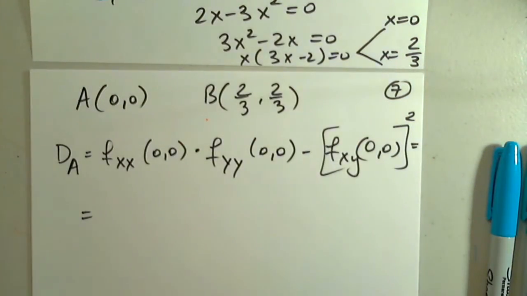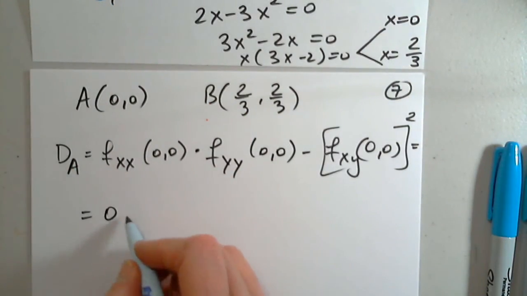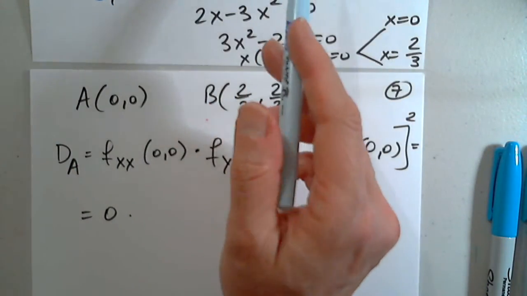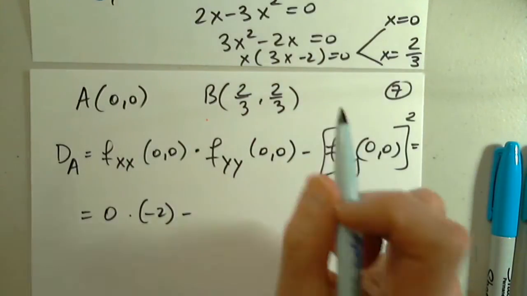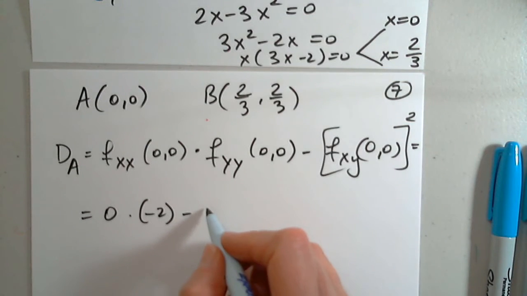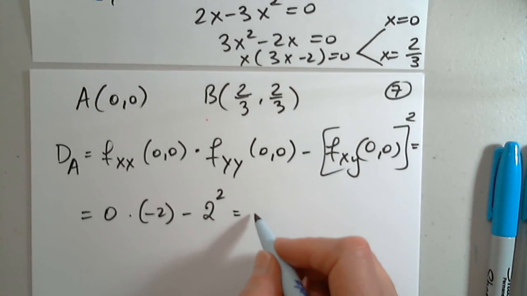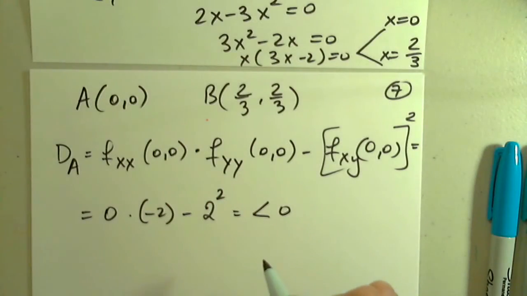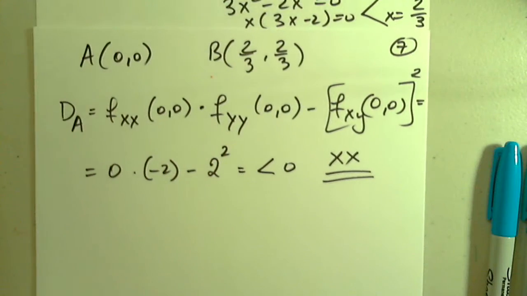And let's see what this is. fxx at (0, 0) is 0. fyy at (0, 0) is negative 2. fxy is 2, squared. So this is a negative number, so not a max or min.